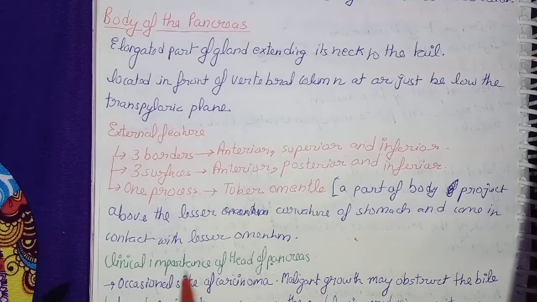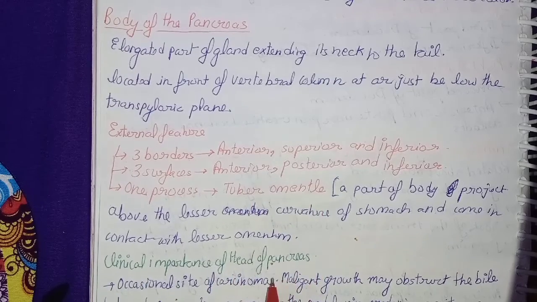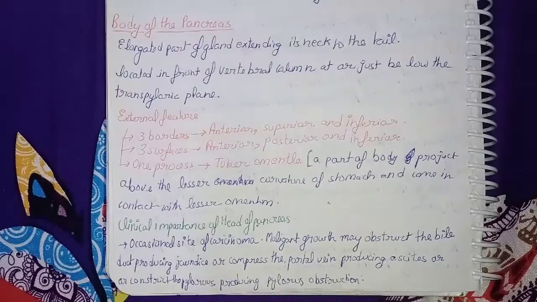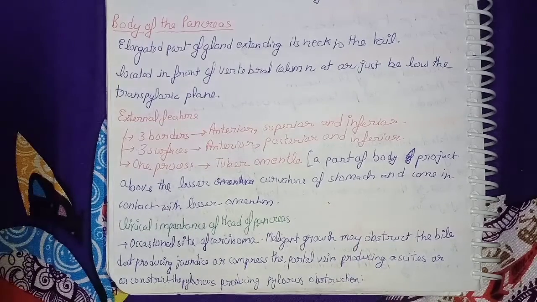Now what is the clinical importance of the head of the pancreas? Occasionally carcinoma occurs here. So it can produce a malignant growth which can obstruct the bile duct and cause jaundice.